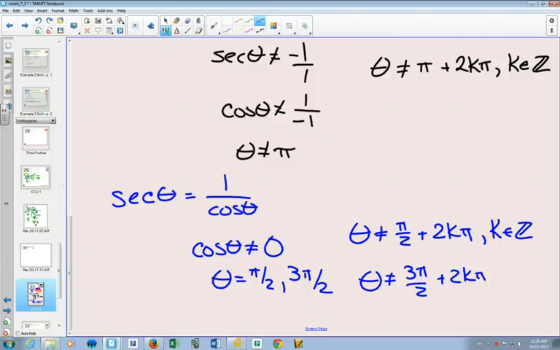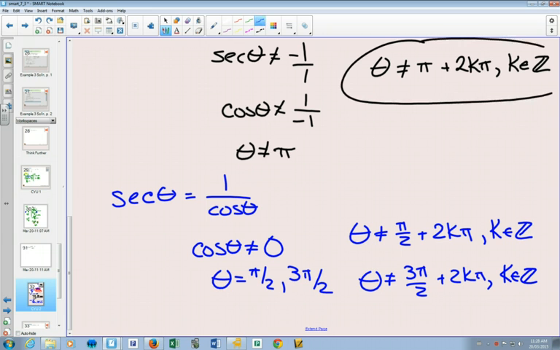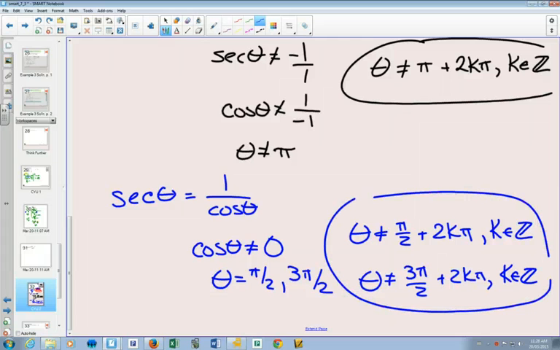And these ones, you could put them together, but I'll just list them separately like that. So then our final answer for non-permissible values are all of these ones and all of those ones. Yes?